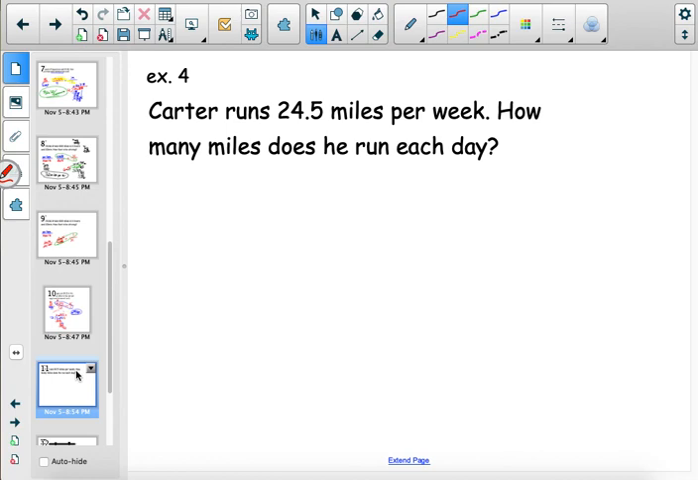Alright, Carter runs 24.5 miles per week. How many miles does he run each day? Try this one on your own.